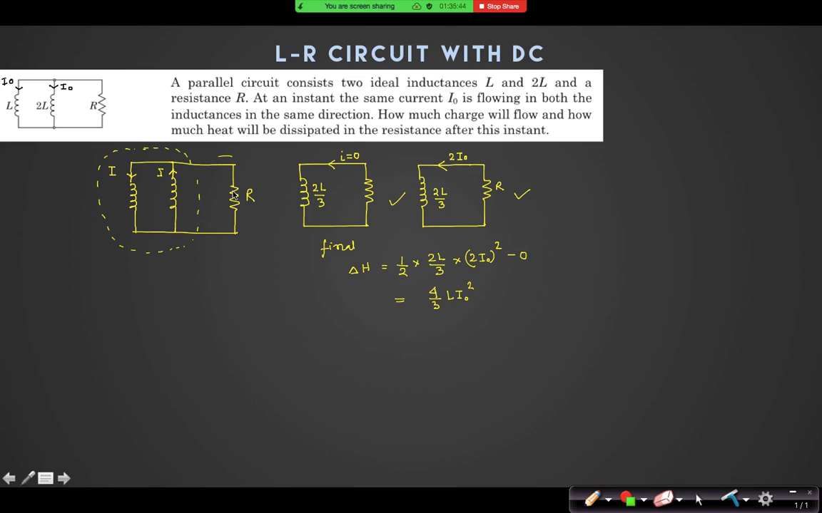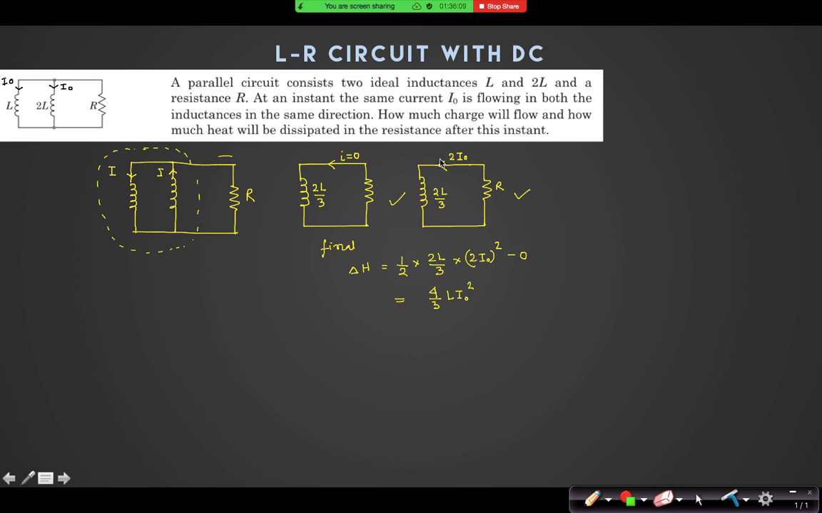As soon as we achieve this condition, what will be the current in the resistance? 0. After that, is there any role of the resistance in the circuit? No. And this current will now continue flowing here only. And what will be the charge flown? How much is the charge flow? How can I find that? The charge flow?